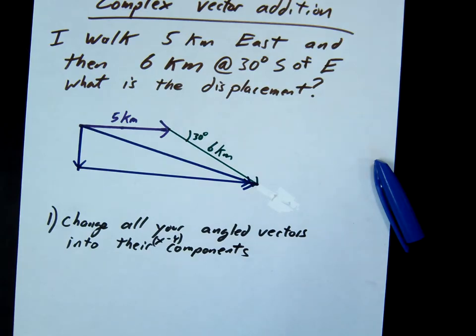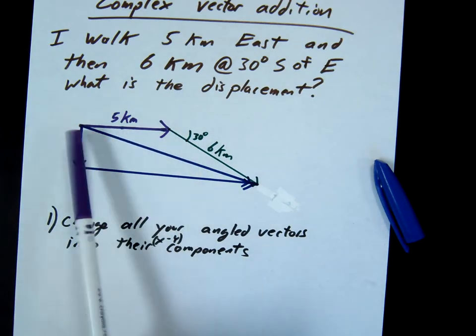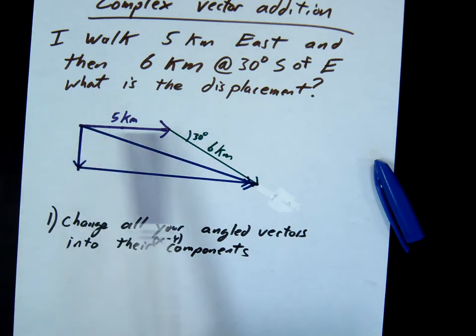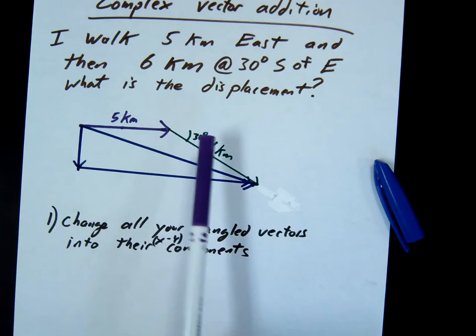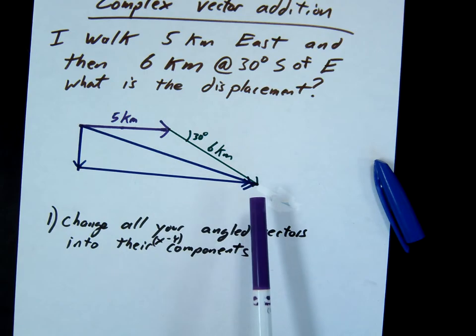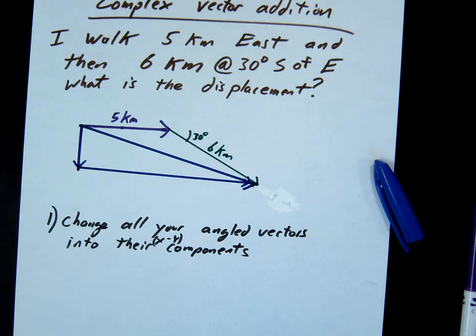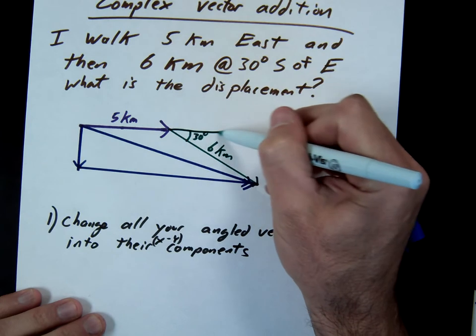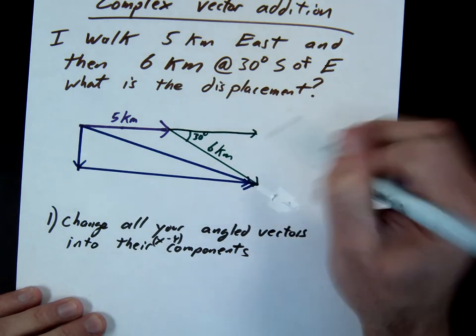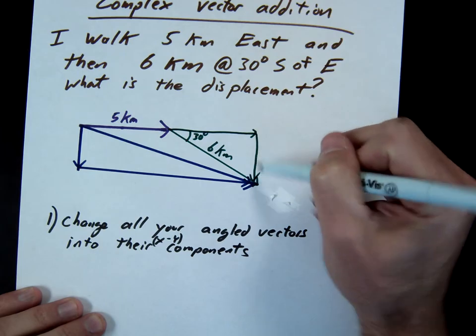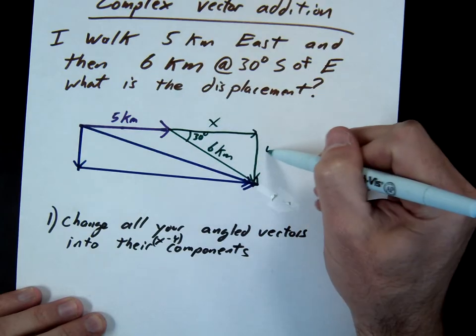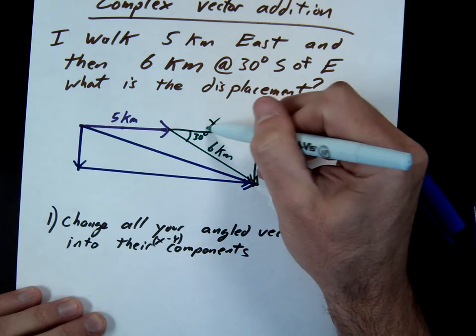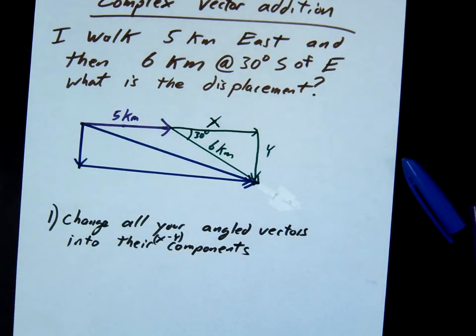So for example, this first one, this purple vector here, is already just an x vector, so we don't have to mess with that one at all. This green vector, though, is at an angle. So we're going to find the components of this green vector. We're going to find this x component and this y component here. Just simply call it green x and green y. So you'll do that with any angled vector. If you have 2 or 3 angled vectors, you'll have to do that with all of them. In this case, we only have one.